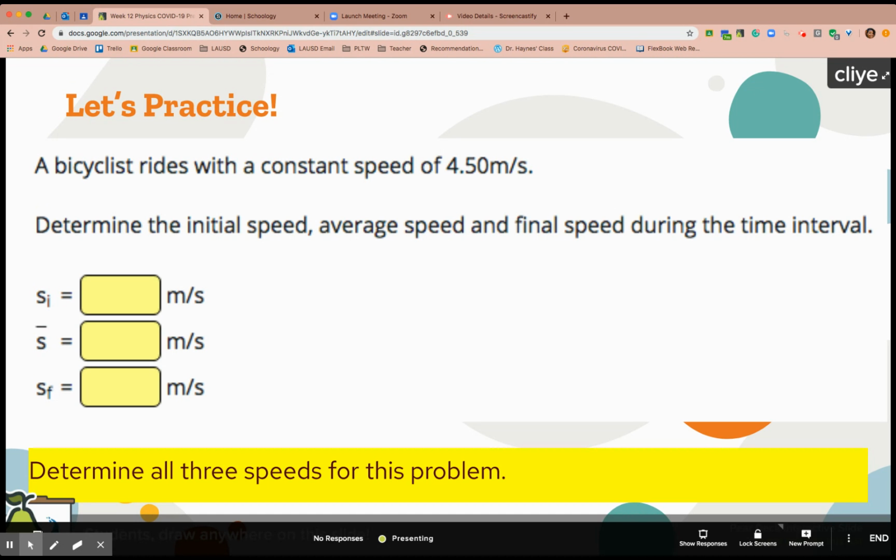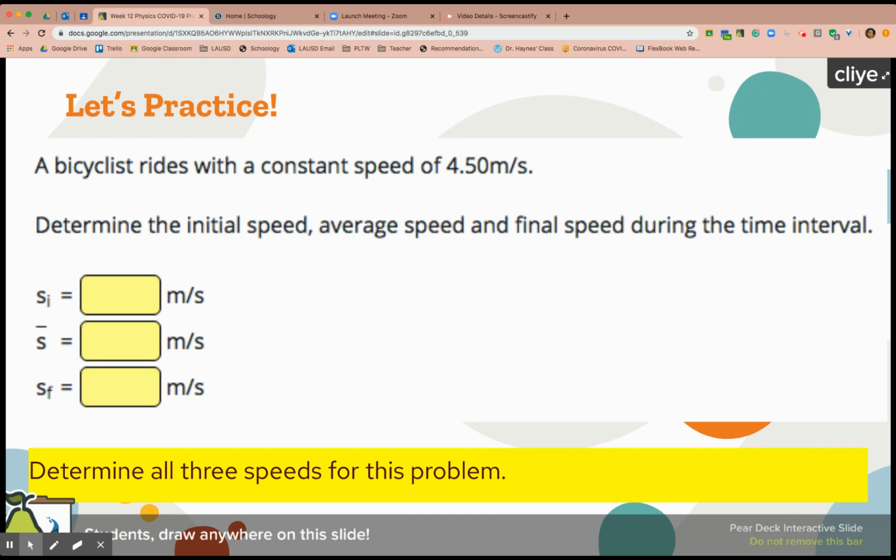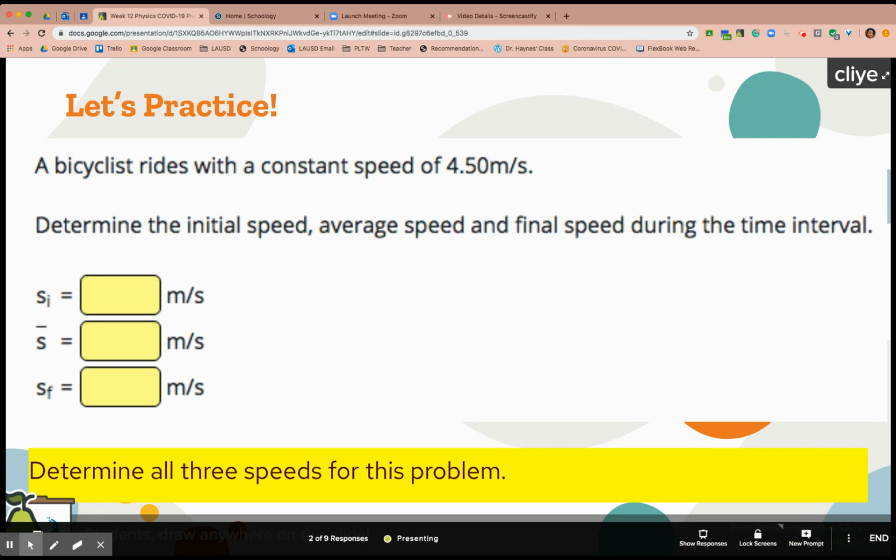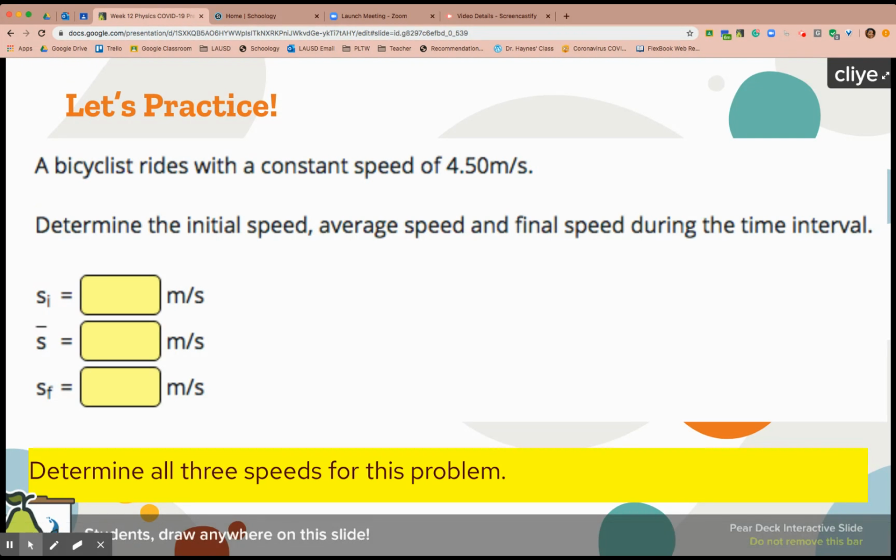Let's try another one. Can you determine all of the speeds for this problem? It says a bicyclist rides with a constant speed of 4.5 meters per second. This is a trickier one. The bicyclist rides with a constant speed of 4.5 meters per second. First, figure out which number or numbers they've given you. Oh, I think someone's got it. This is about learning to pick out keywords.